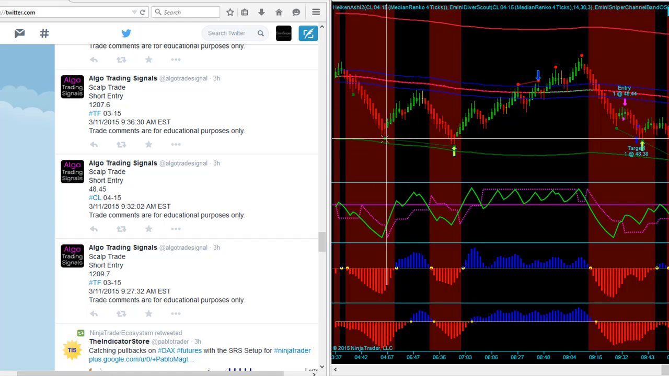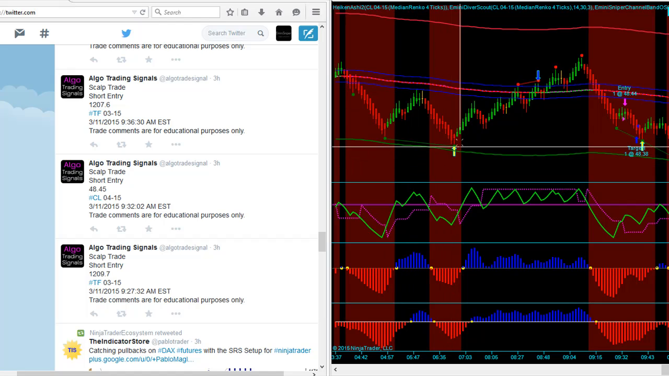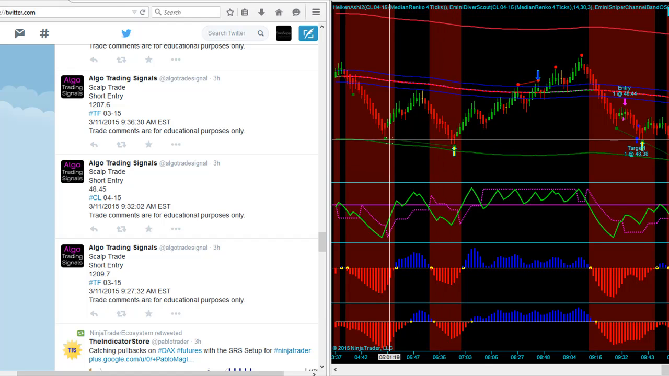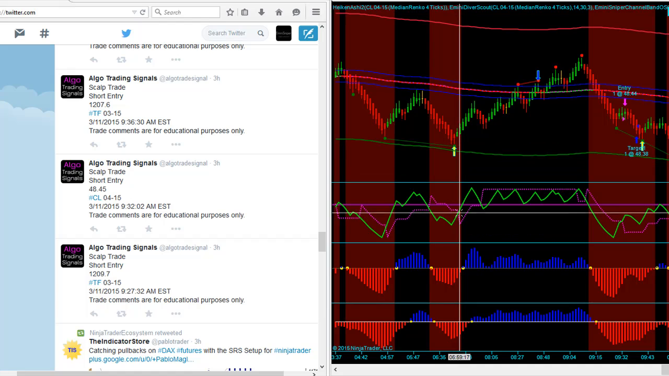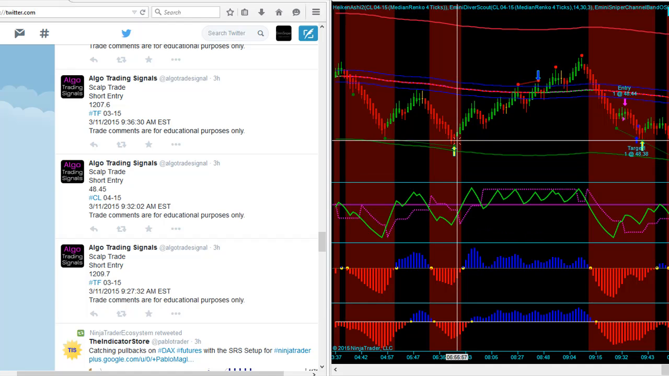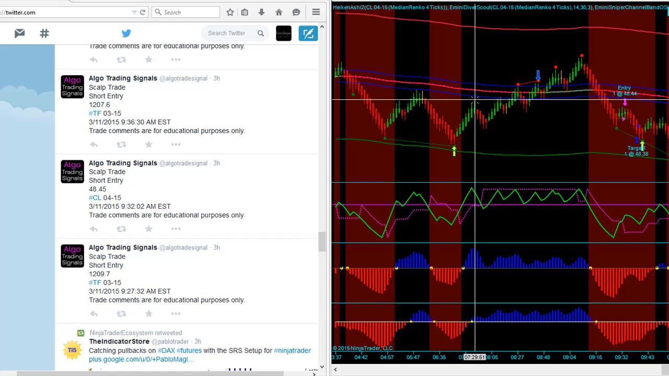So we pop down here, we put in upside divergence. This is automatically drawn for us. This is what we call a diver scout signal, so it scouts for divergences. And we always want to look at targeters. So targeters crossing in that direction brings us back to our center channel.